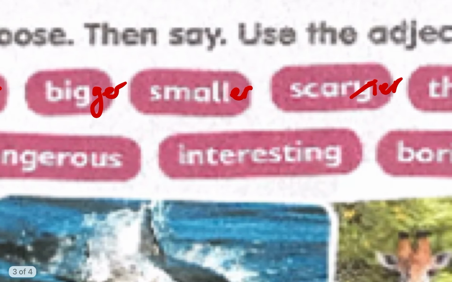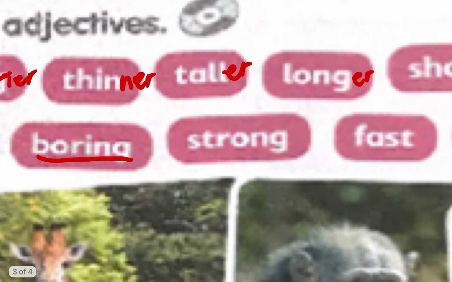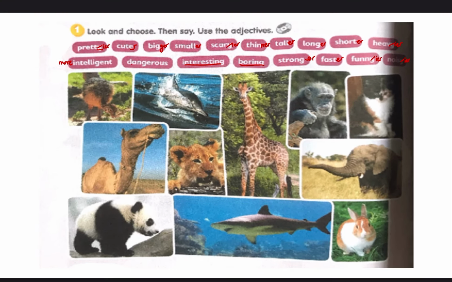Okay, next one we go to intelligent. More intelligent. More dangerous. More interesting. More boring. Stronger. Faster. Funnier. Noisier. So these are the words, the correct adjectives for comparative adjective.